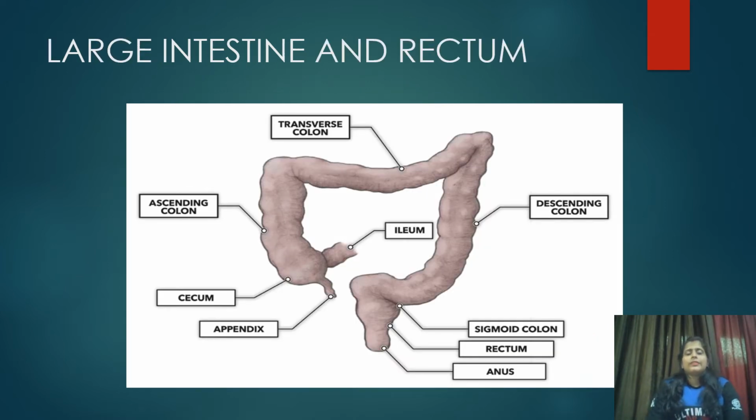Then we have the large intestine. As you can see in the figure, the large intestine is divided into ascending colon, transverse colon, descending colon, sigmoid colon. After the large intestine we have the rectum and then the anus. The large intestine is responsible for absorption of food particles, and the rectum and anus are responsible for defecation or removal of waste particles from our body. We can see through the ileum it is joined. Then we have the caecum. Then we have the appendix. The appendix is a vestigial organ, that means no use.